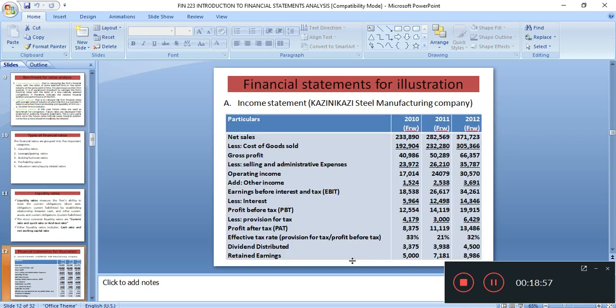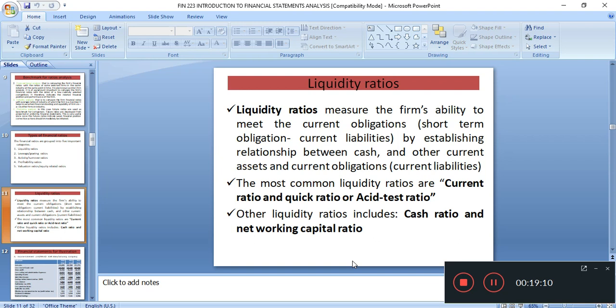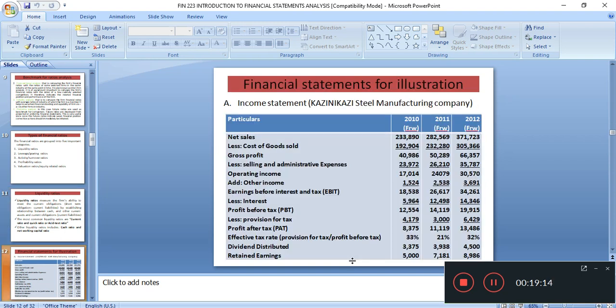Okay, so we can stop here for today. In another session, we shall calculate the current ratio, the liquidity ratios and the net working capital ratio, meaning that we will look at all liquidity ratios in this example of Kazi Street Manufacturing Company.